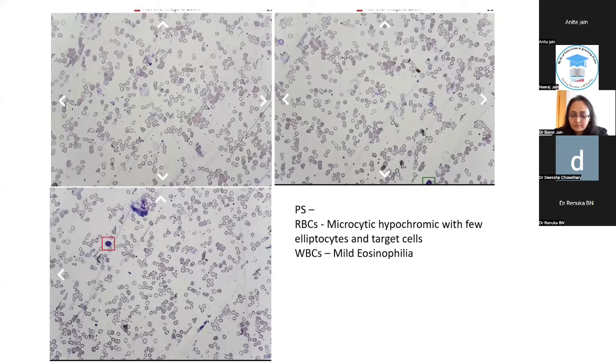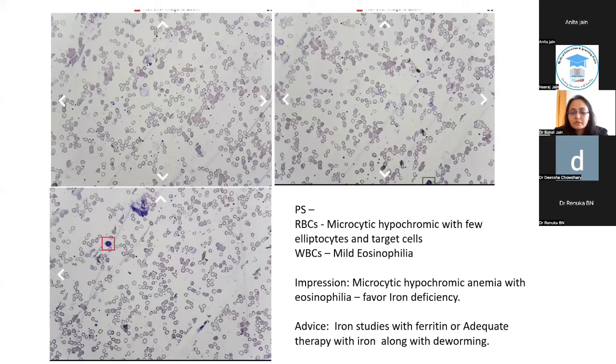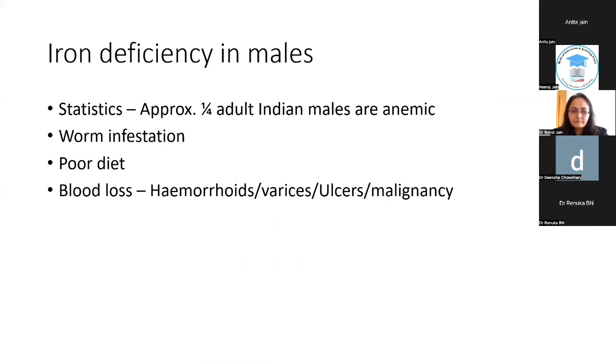Common things first. This patient had a microcytic hypochromic anemia with eosinophilia, so he had worm infestation. In our scenario, the causes of iron deficiency anemia in males remain essentially the same. So deworming with iron supplementation will most likely work for this patient. Or he may have a liver disease with varices and piles, from which he is bleeding, or he may just be nutritionally deficient. The family's diet is not appropriate. So that's it. Just to highlight that 1 in 4 and 1 in 5 of our males are anemic.